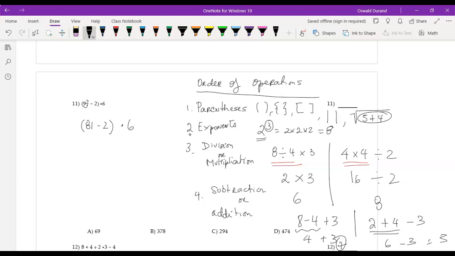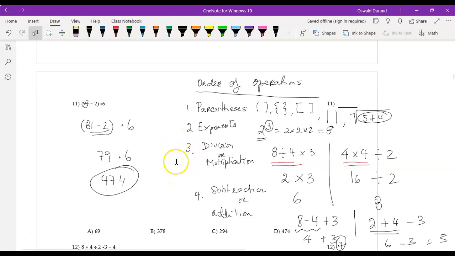Now we still have 81 minus 2 in the parentheses, so we're going to put 79 times 6, and that's going to give us 9 times 6 is 54, 6 times 7 is 42, 42 plus 5 is 47, so 474. You can use a calculator. I just did the mental calculation. Then you get the calculator, be ready for the next problems.